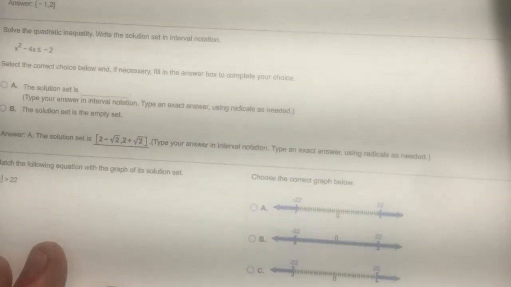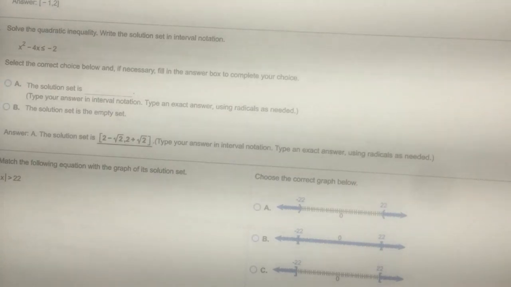Okay. We're just about done here. Let's go number 24.